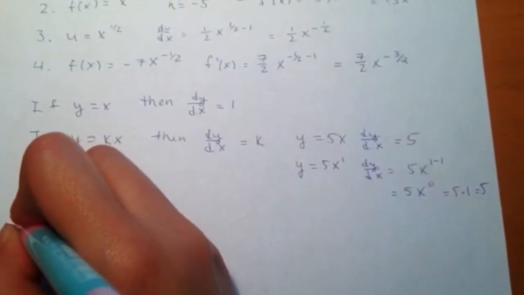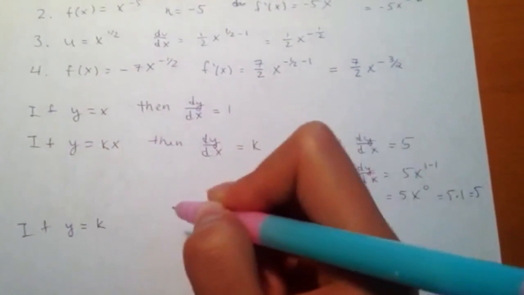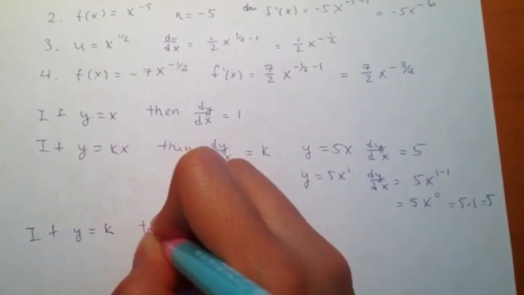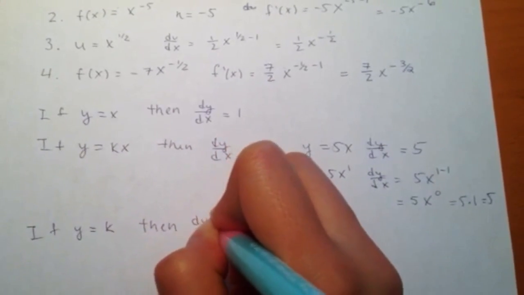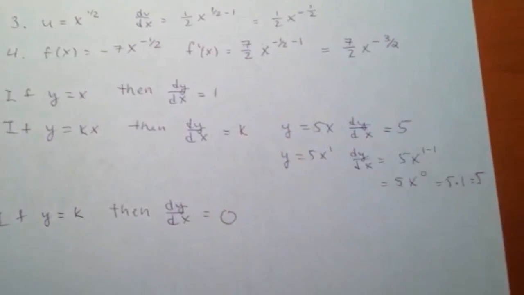And last, if y equals constant k, then dy/dx equals 0.